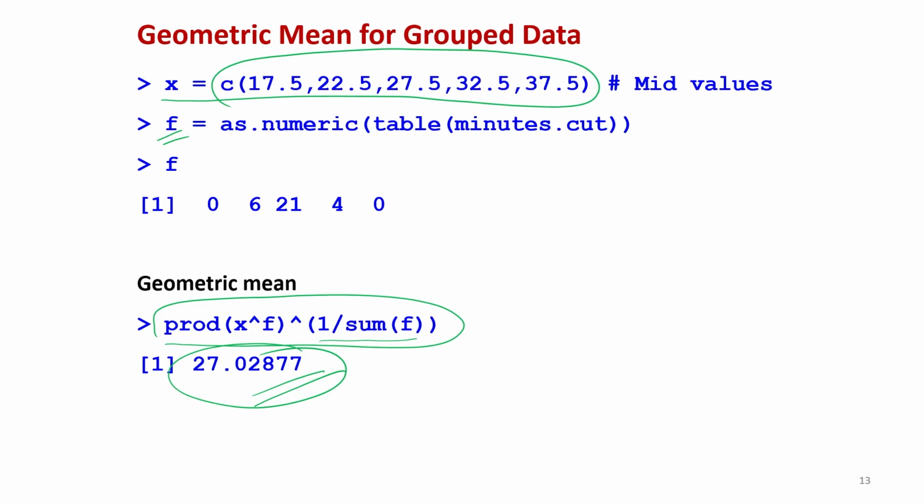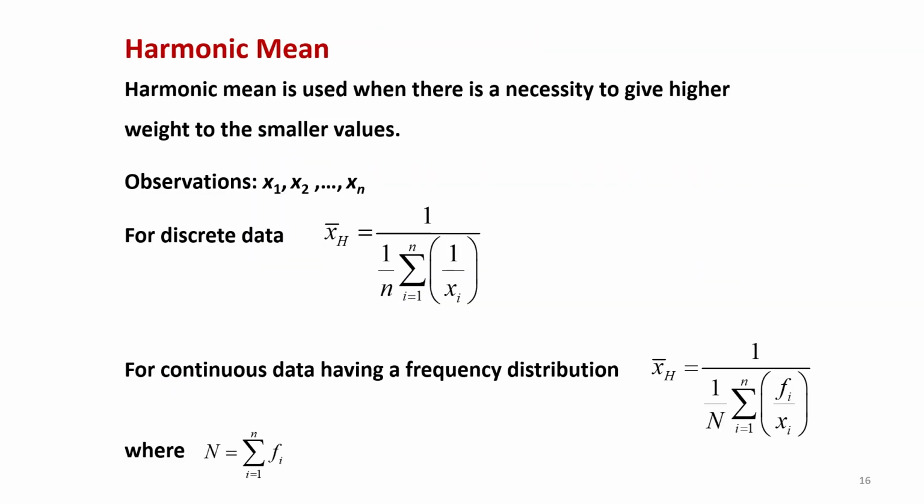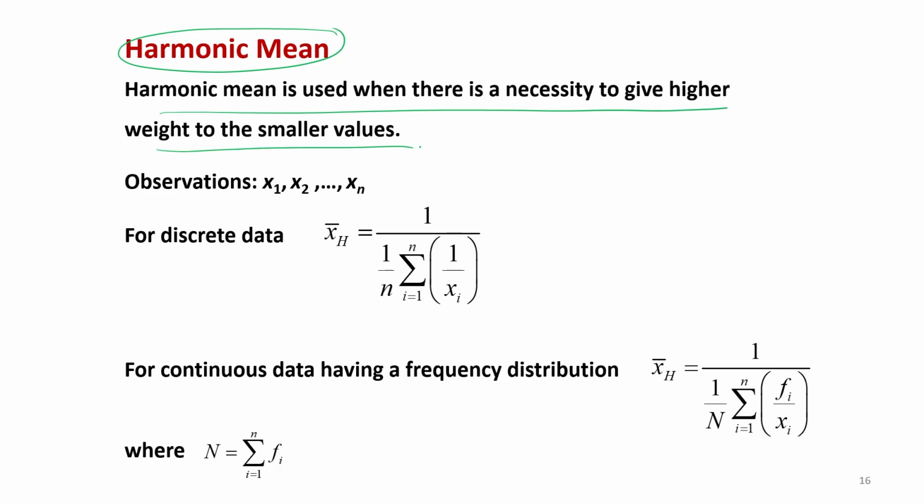So now let us come to our next topic, harmonic mean, right? This harmonic mean is used when there is a necessity to give higher weight to the smaller values, right? So in case of ungrouped observations or discrete data, suppose the observations are x1, x2, ..., xn, then if you try to understand how this harmonic mean is calculated, it is x bar h, which is 1 upon something like this.